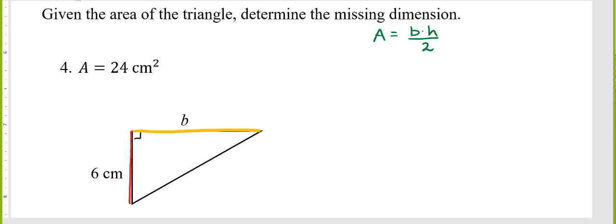Okay, what do I know? Let's plug in what I know. The area is 24 equals, do I know the base? I don't know the base, so let's let that be just B, times, what's the height? 6, all over 2.